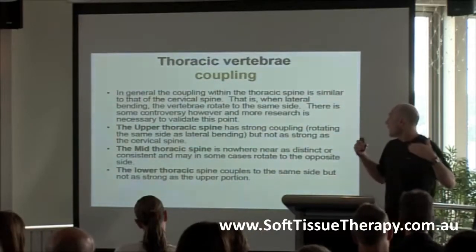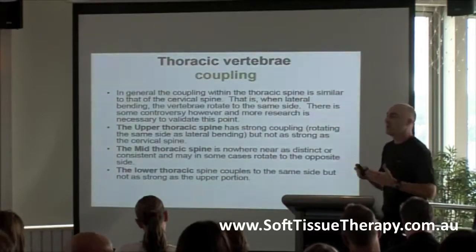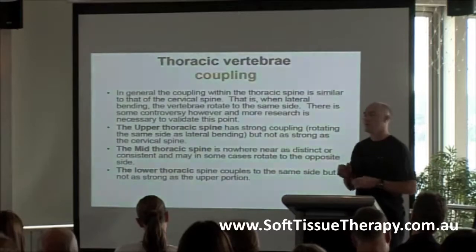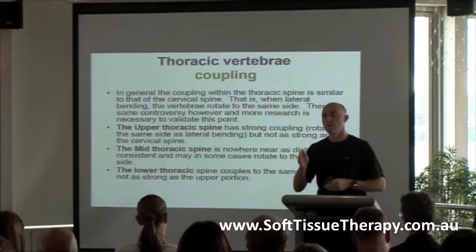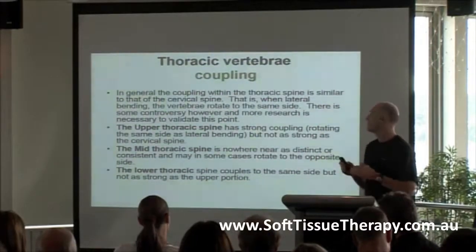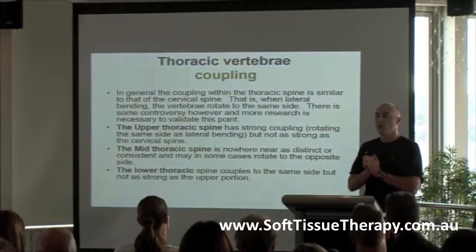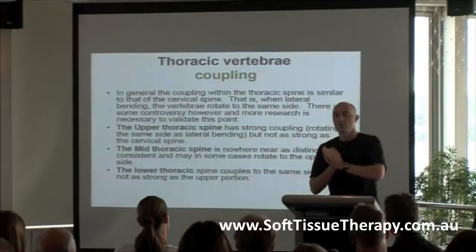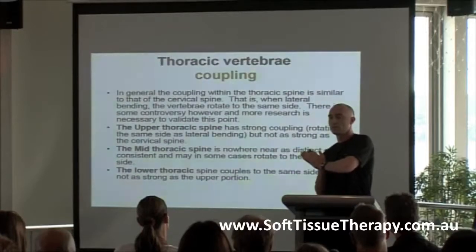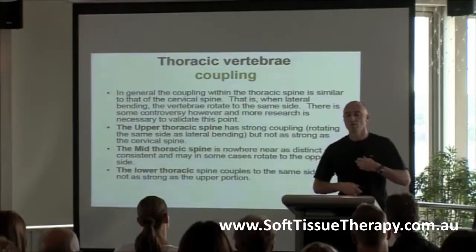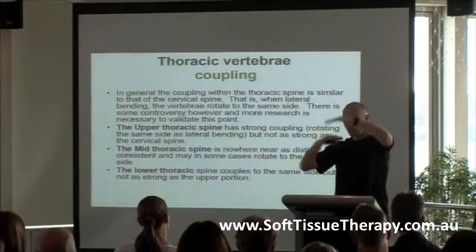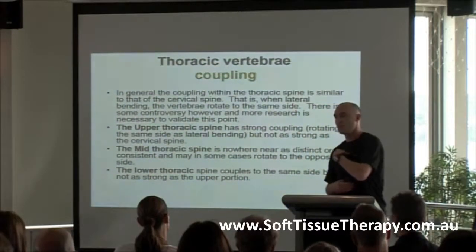So with regard to coupling, what does coupling mean? Coupling is what happens with regard to a facet joint when it laterally bends and rotates. So in general, when one of your vertebrae side bends to one side, it also laterally rotates to the same side. Okay? So when you side bend to the right, that vertebra in isolation throughout the spine will rotate to the same side.